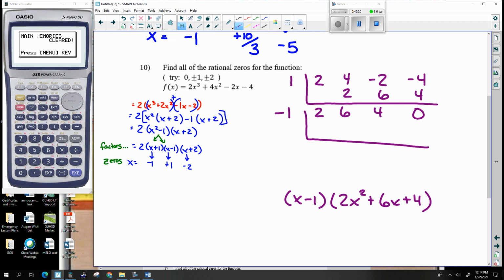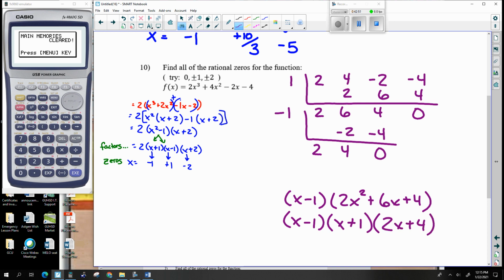So with this answer, again, I made my answer easier. Let's try -1. So that would be -2, +4, -4, 0. Hooray. And again, you don't include that very last one. So what that let me know is, okay, x minus 1 was a factor, now I know x plus 1 is also a factor, leaving me with 2x plus 4.